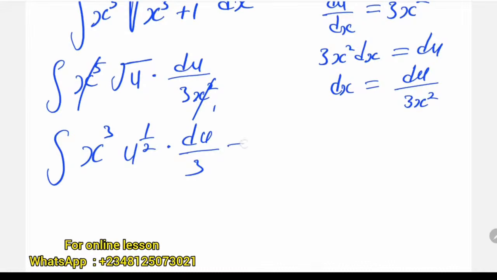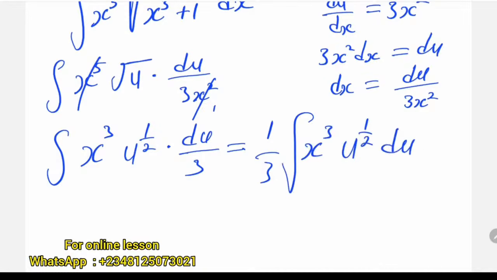So what we have here can be written as this. To first of all take this 3 away, let's take it here. It can become 1 over 3, the integral of x raised to power 3 times u raised to power 1 over 2 du. Good. Now let us go to our original equation here.